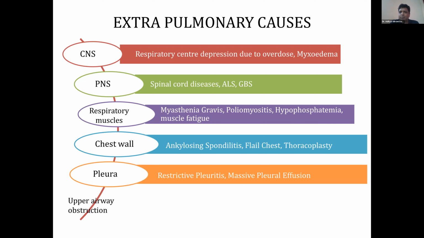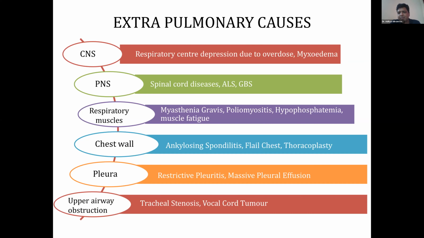Sometimes you may have a restrictive pleuritis or a massive effusion, and sometimes it could be a simple case of a stenosis or vocal cord tumor. And very interesting, sometimes in ICU, when we cater to elderly patients, there could be dentures that might actually get obstructed. So again, applying more presence of mind and trying to rule out the local causes and more common causes would help us to do the needful.